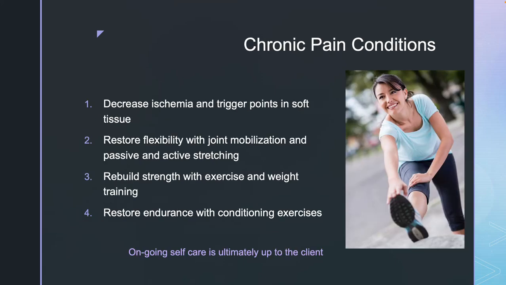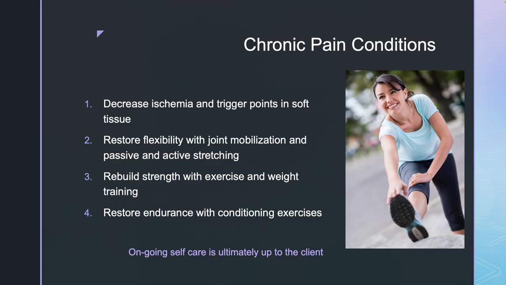Chronic pain conditions. So, a decrease in ischemia and trigger points in soft tissue. Okay, this would be what happens when you have a chronic pain condition.